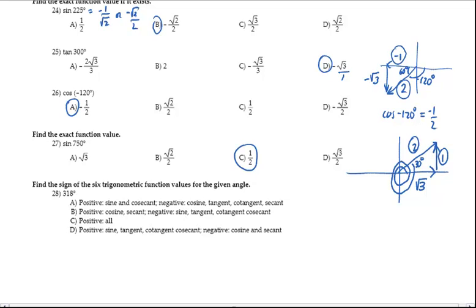1/2. For number 28, it asks us to find the 6 trig ratios sine values for an angle of 318 degrees. Well, we just got to figure out what quadrant we're in. 318 puts us in quadrant 4, and we know that cosine is positive here, and secant is positive here, and all the others are negative. So we try to find positive cosine and secant, negative all the rest. So choice B would be our answer.